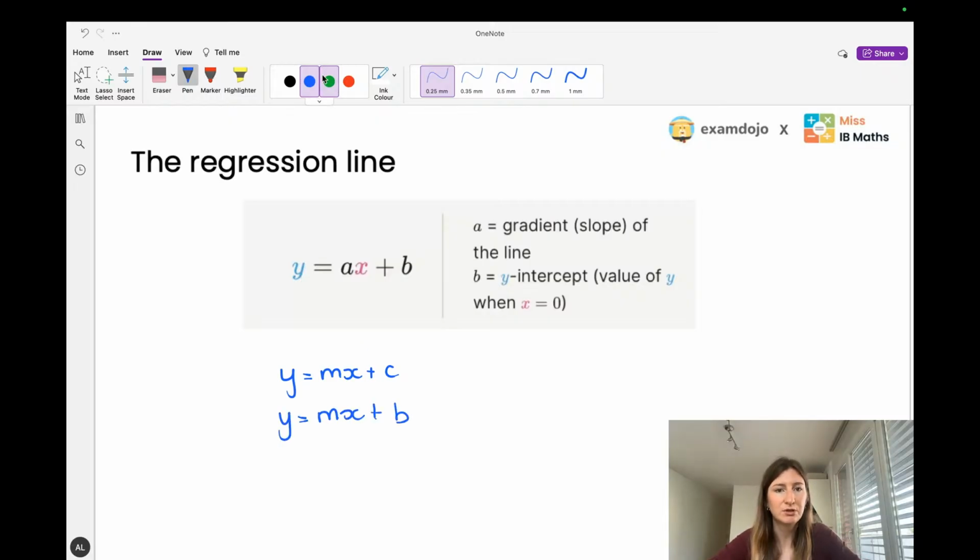The most important thing there is that a, or m, is our gradient, and b, or c, is our y-intercept.